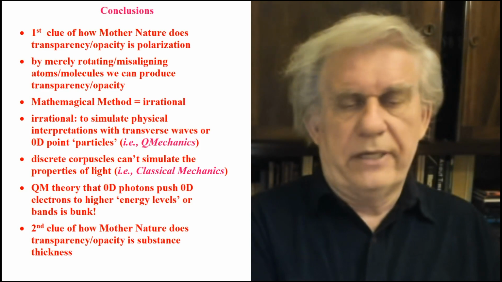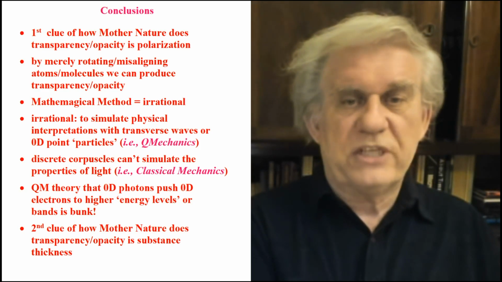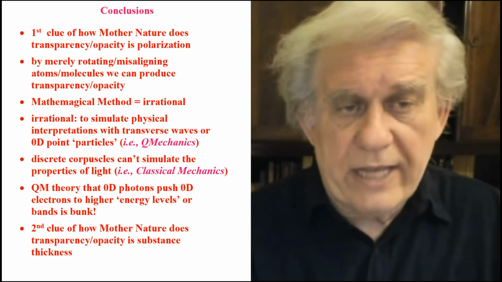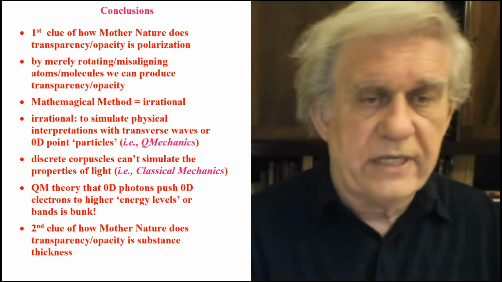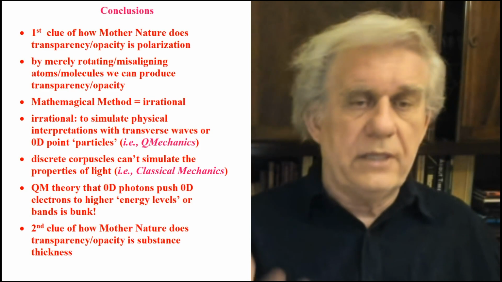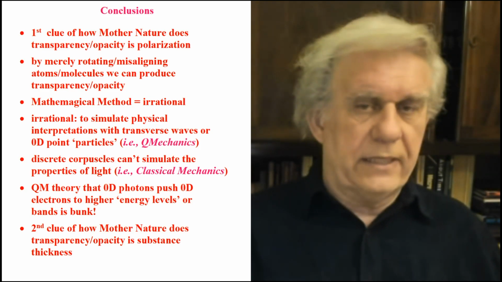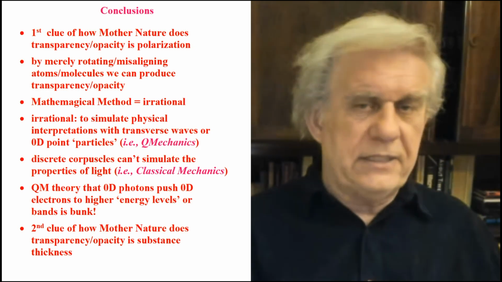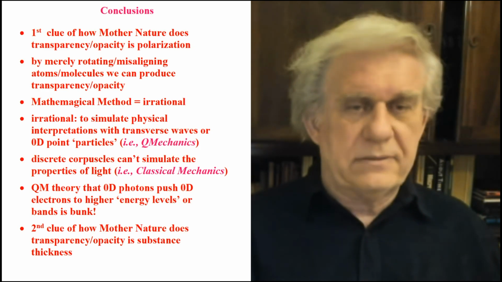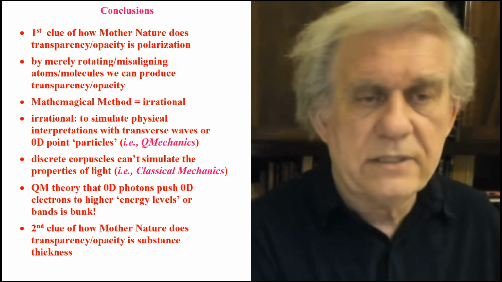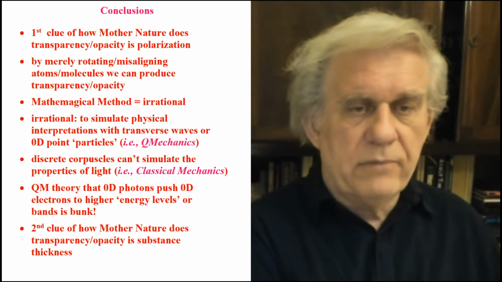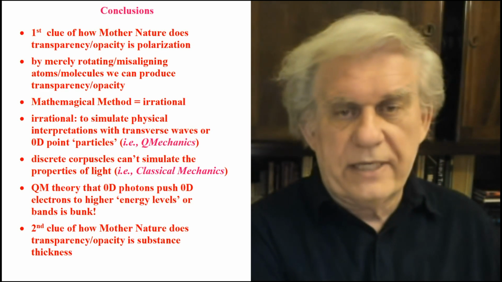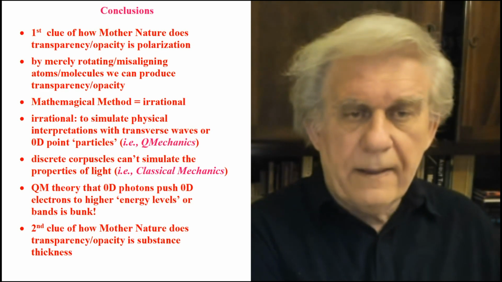Mathematical method, irrational. You can't follow that to explain, for example, opacity and transparency. Irrational, what is it? To simulate physical interpretation with transverse waves or 0D point particles, which is what quantum mechanics proposes. What does classical mechanics propose? We're talking about 19th centuriers here, people like James Maxwell and so on. What did they propose? Well, they said discrete corpuscles. But the problem with discrete corpuscles and waves, which is what he really proposed, is that they were all thinking in terms of particles and waves all the time.